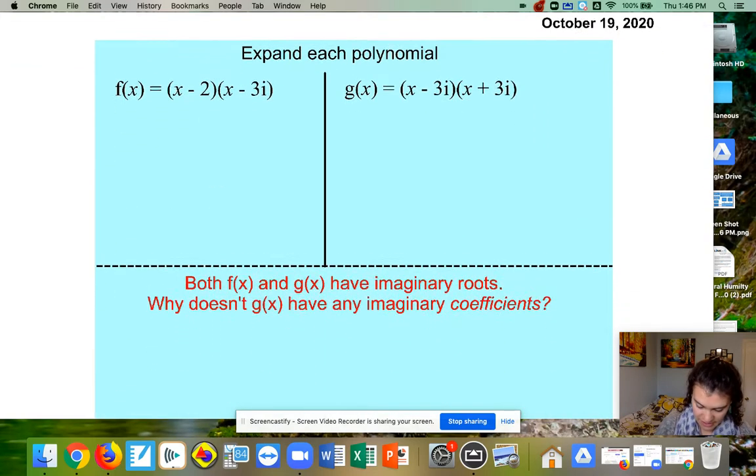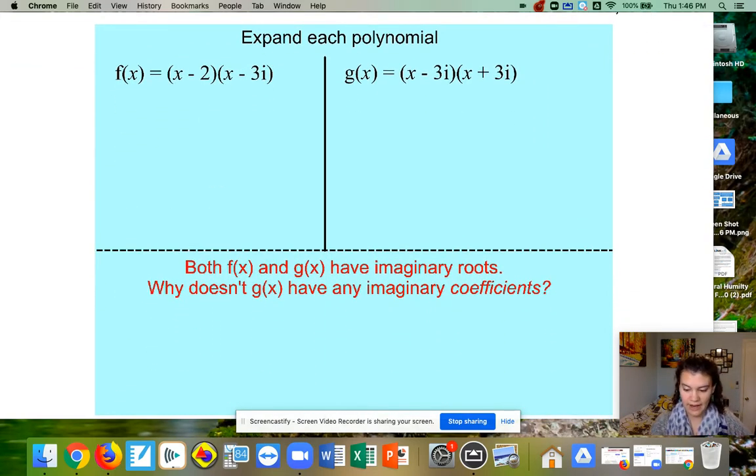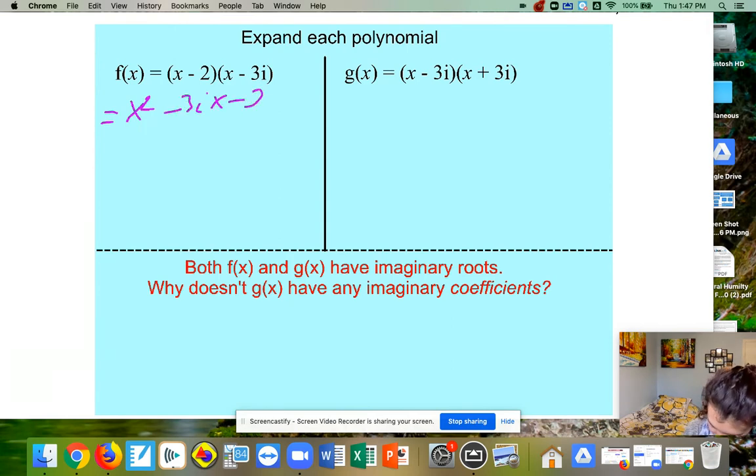So some things to think about first. Here we have f of x equals x times x minus 2 times x minus 3i, and then g of x equals x minus 3i times x plus 3i. So both of these have imaginary roots. We want to factor these out or FOIL these out and see what we get. So if we start with this one, we get x squared minus 3ix minus 2x plus 6i.